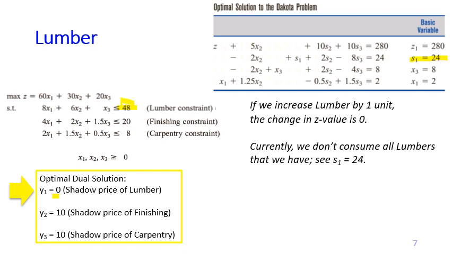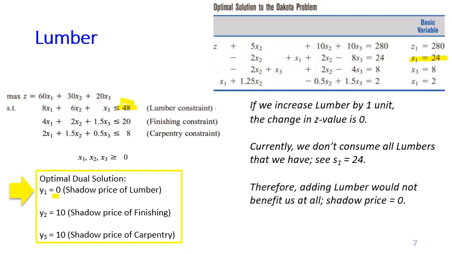So we don't consume all the lumber that we have. It means that why would we want to increase the lumber by 1 unit if we don't even consume all that we have at this moment? So it does make sense that adding lumber would not benefit Dakota at all. Therefore, the shadow price is 0. In other words, Dakota would not be willing to pay any money for an additional amount of lumber.